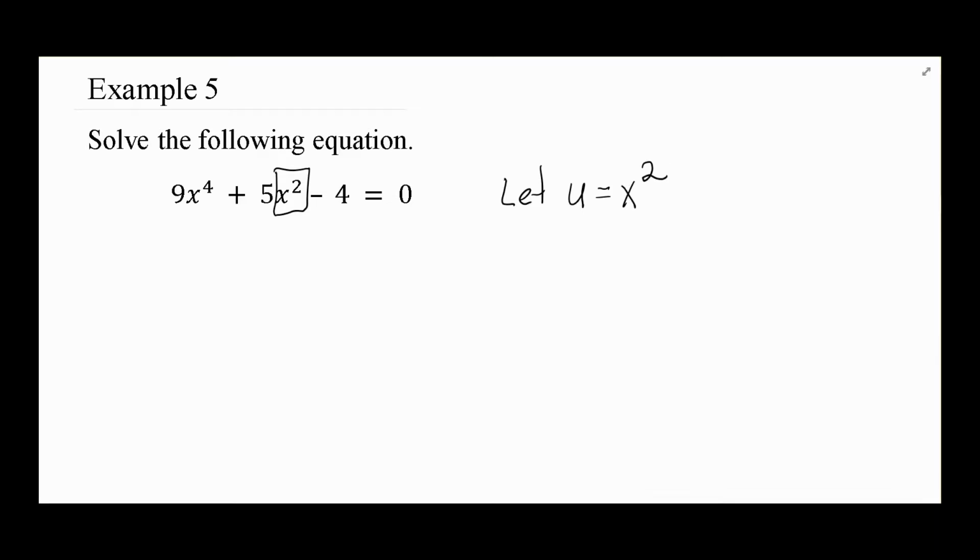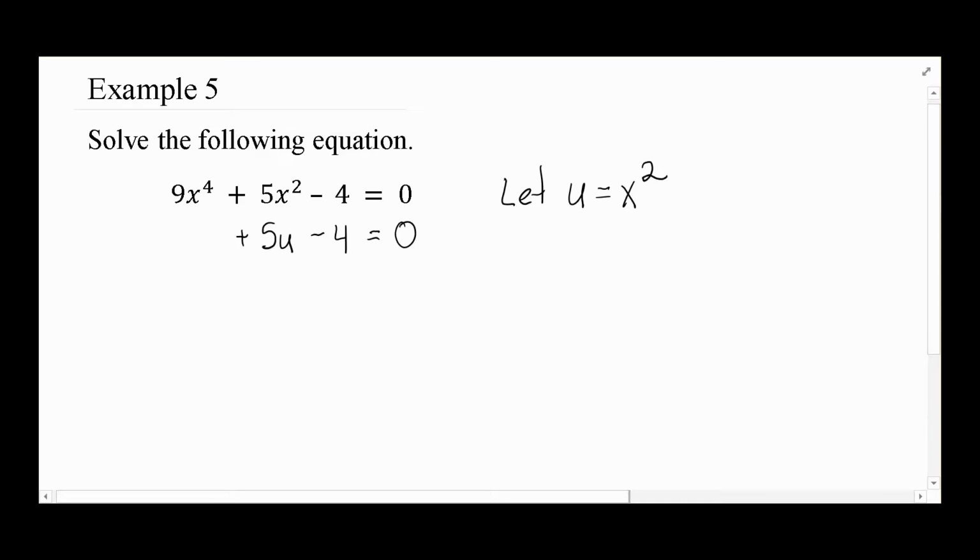Not with the coefficient, just whatever the variable is that's going on. So we're going to say, let u be the same thing as x squared. That means everywhere there's an x squared in the problem, we can replace it with a u. So this can be 5u. The minus 4 doesn't change at all. The equals 0 doesn't change at all.